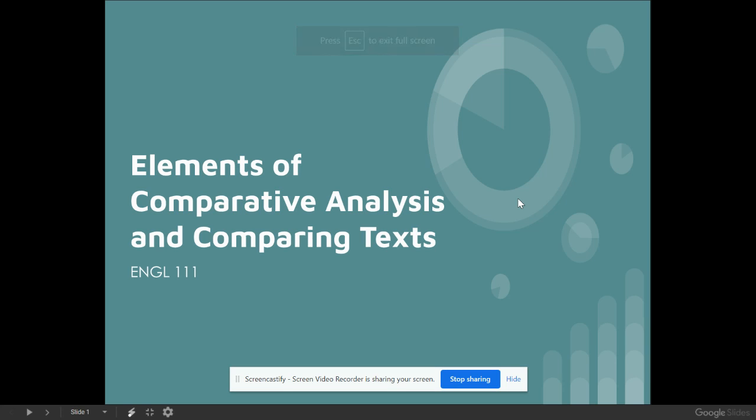So let's talk about comparative analysis, or comparing text. Now this is a slideshow that I have from a different class, but I wanted to use it because I thought a lot of the information on here was really applicable to what we're doing, and it gives you kind of an overview of where we're at.